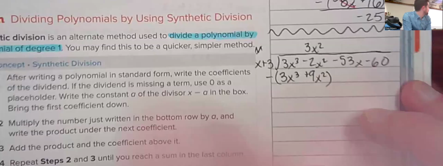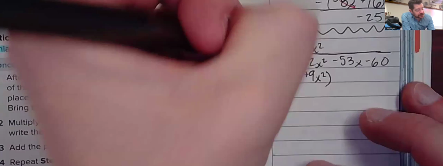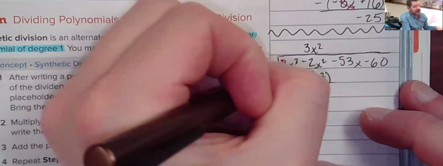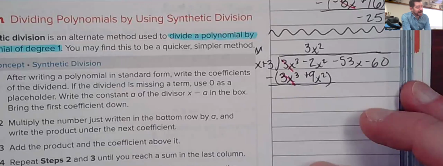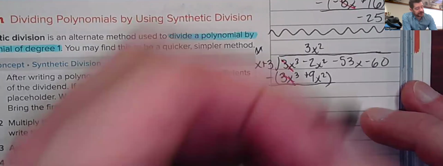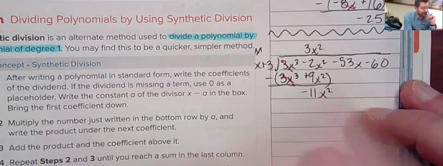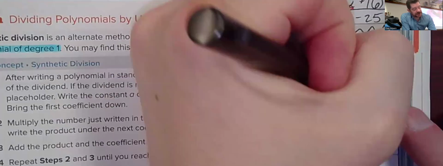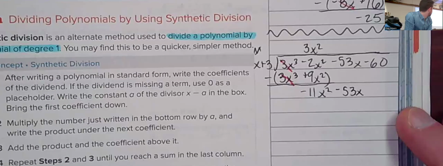And then we're going to subtract. The 3x cubed will cancel each other out. And then we're going to have negative 2x squared minus 9x squared. What's negative 2 minus 9? Negative 11. So negative 11x squared. Then what? Yeah, bring down the next term, negative 53x. And then we repeat the process.